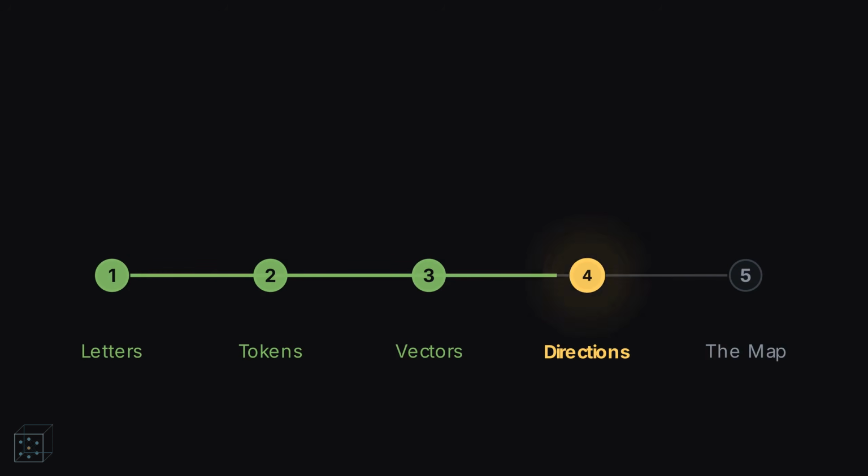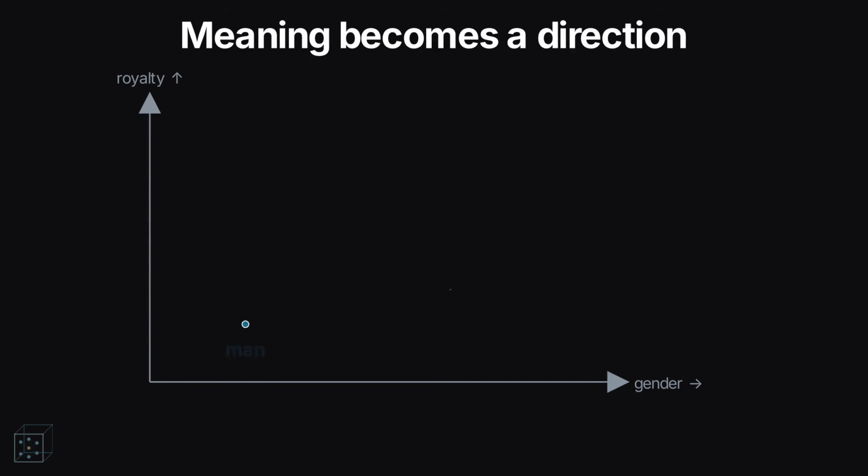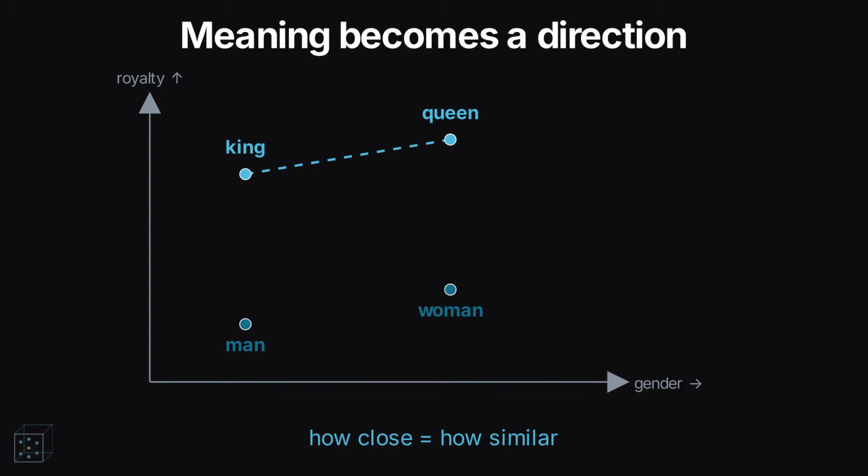Part 4. Meaning becomes a direction. Here's where it stops being a list of numbers and starts feeling alive. Once every word is a point in space, two things suddenly mean something: how close two points are, and which way you travel to get from one to another.